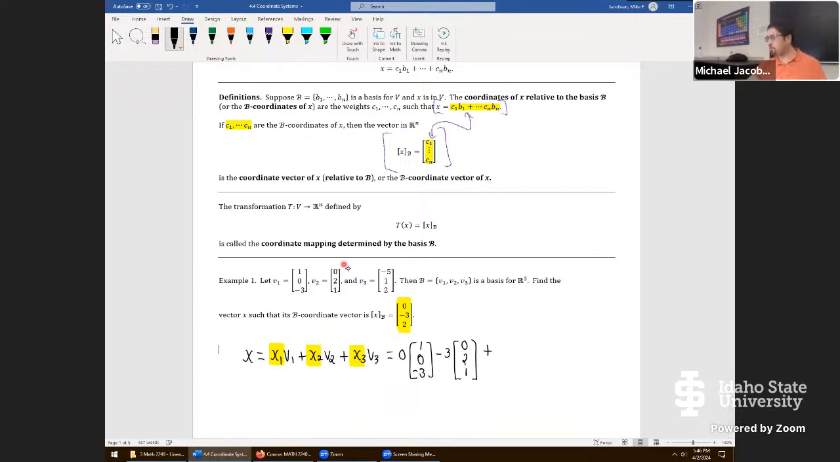Then x3 is a 2, so we'll go plus 2 times v3, which is negative 5, 1, 2. So there are those coefficients once again. And now we just need to perform the linear combination and find out what x equals. Any questions at all so far, folks?